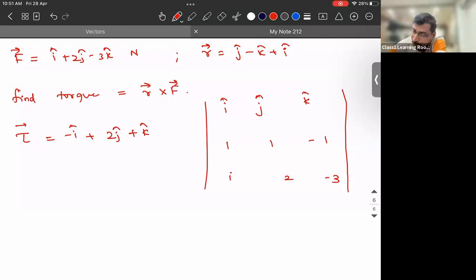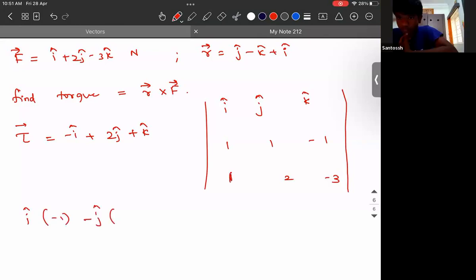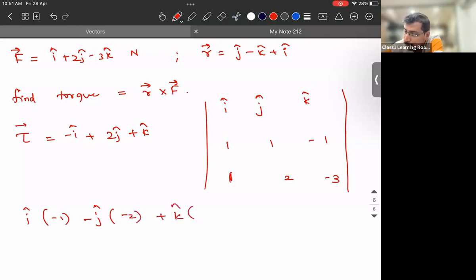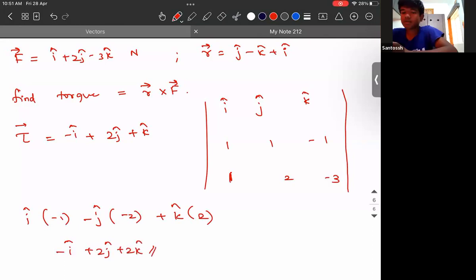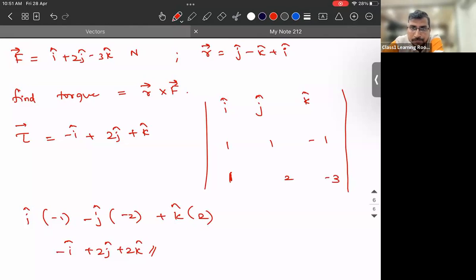Right. So then you will have I cap into minus 3 plus 2, minus 1 minus j cap into minus 3 plus 1. It is minus 2 plus k cap into 2 minus 1, 2. So the answer will be minus I cap plus 2j cap plus 2k. Yes. This is what you got. Yes, sir. So this is the required torque. Okay. Next.